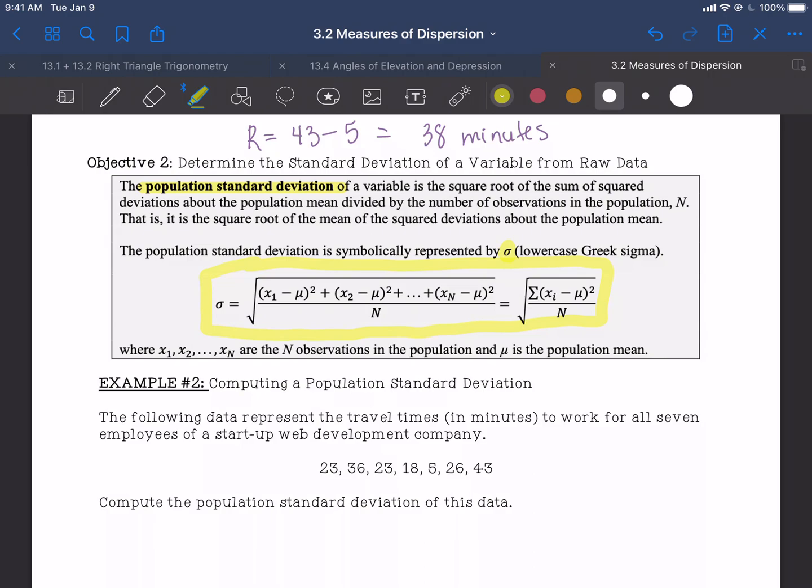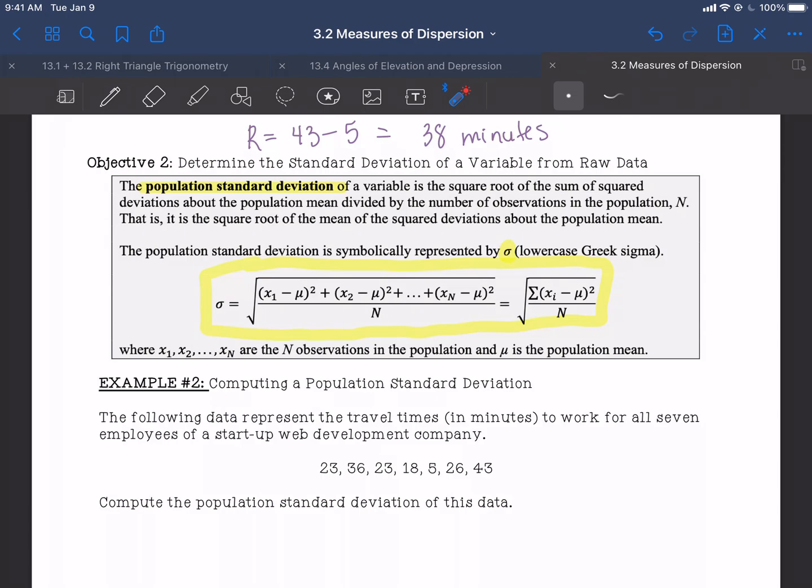So the formula, what we are doing here is we are going to take each data value and subtract the mean and square it. And then we're going to add all of those together. So it's the sum of each data value minus the mean squared. And then we're dividing by capital N. Remember, capital N represents the number in the entire population. And then we're going to take the square root of that. So we take each data value minus the mean, square it, find the sum of all those, divide by the number in the population, and then take the square root.